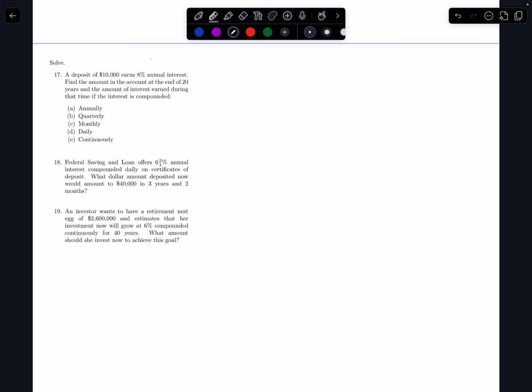Okay, number 17 says a deposit of $10,000 earns 8% annual interest. So this is how much you're investing, right? 8% is the interest rate. Let's just pause right here for a second and start labeling our variables. So this 10,000 is what you're starting with. That makes this the P, yeah? 8%, that's your rate. But we want to write that as a decimal for the purpose of inputting into our calculator. So r equals 0.08.